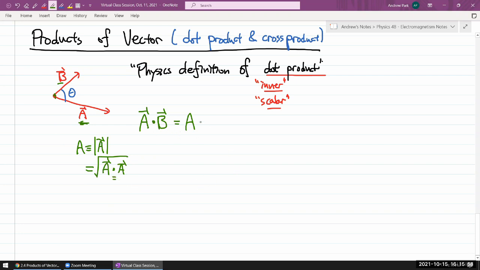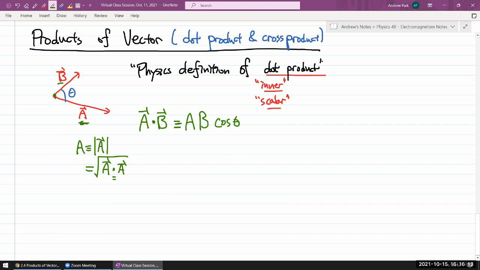So this dot product will be A times B, the magnitudes, times the cosine of the angle between the two vectors, cosine theta. And I'm saying this is our definition of the dot product.